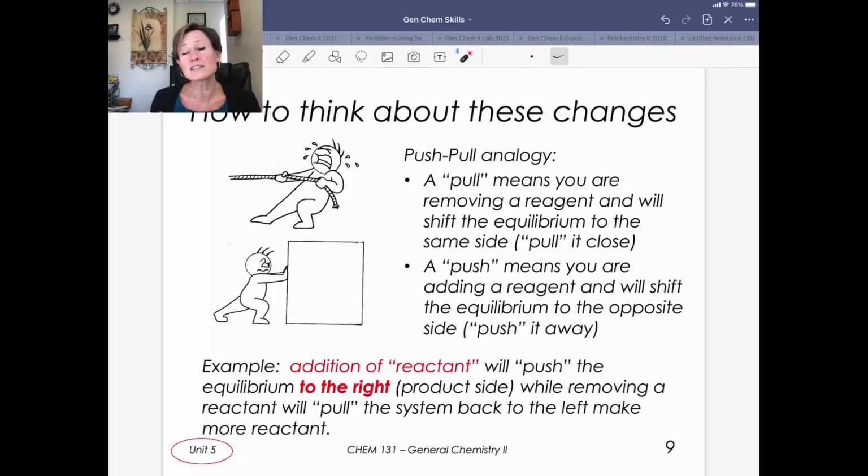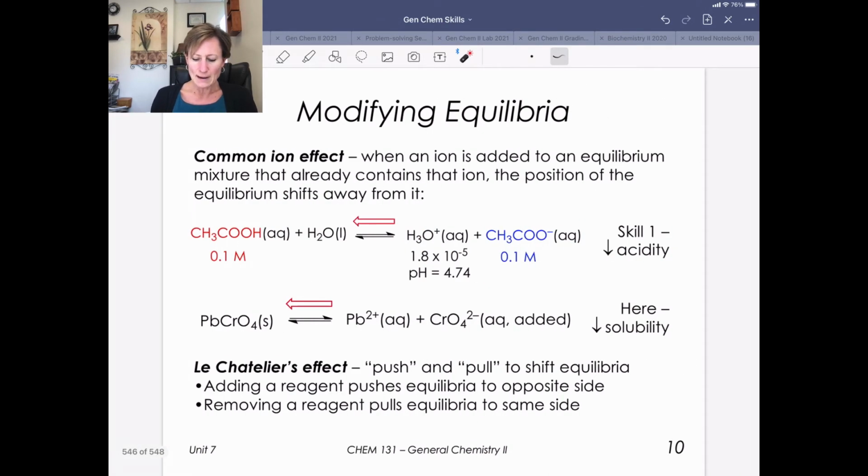So we can use the same principle to affect solubility, right? There are two ways that we can think about doing this. The first is what we call a common ion effect. Okay, so we actually talked about this, or we saw this in acid-base, but we really didn't think about it from a Le Chatelier's principle.